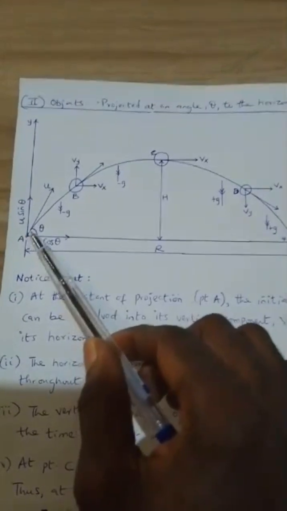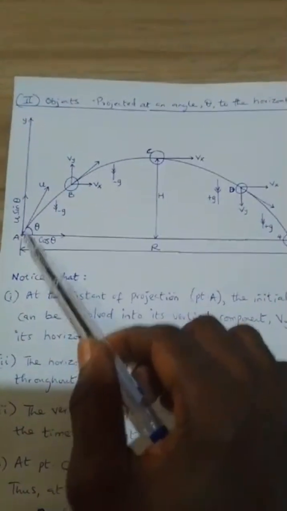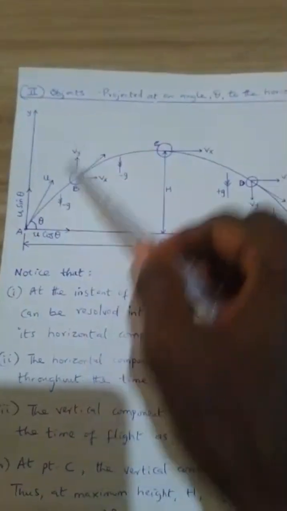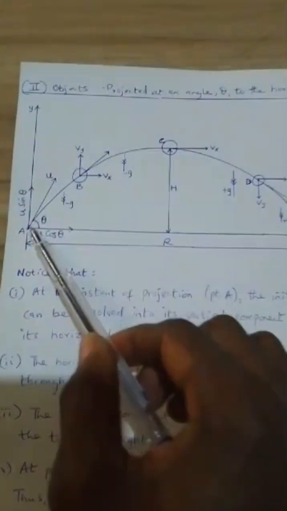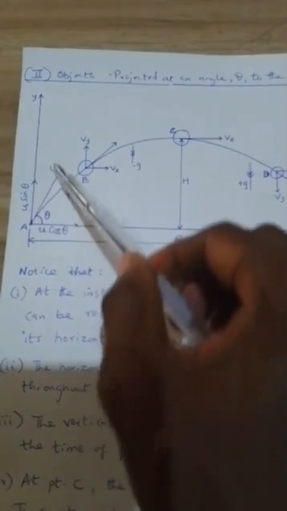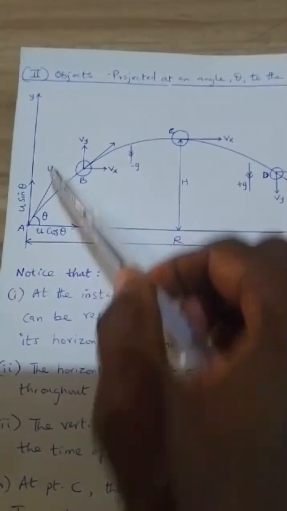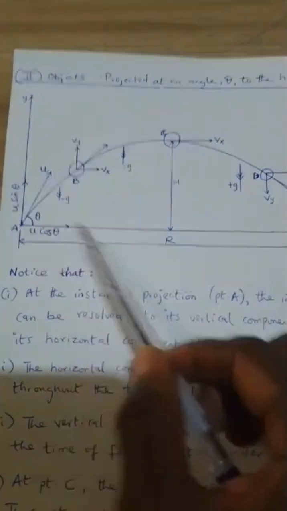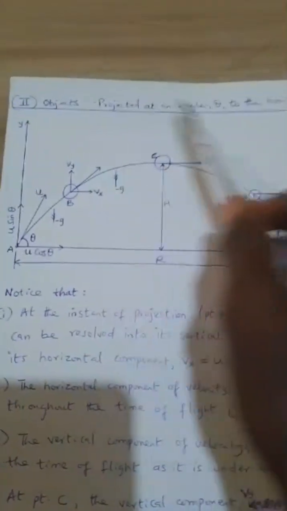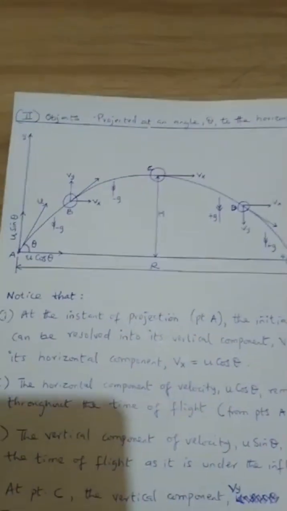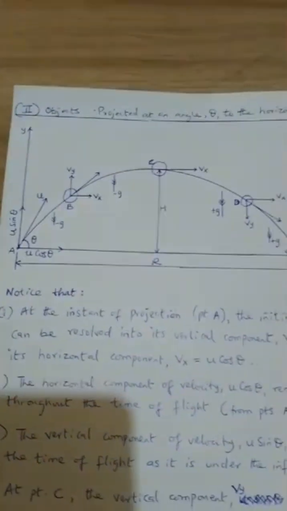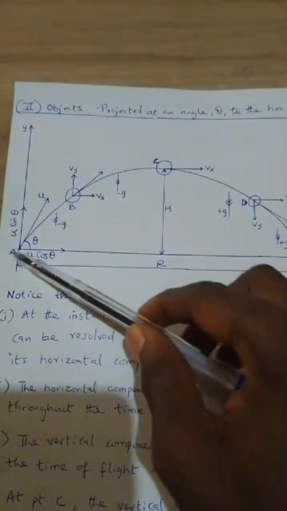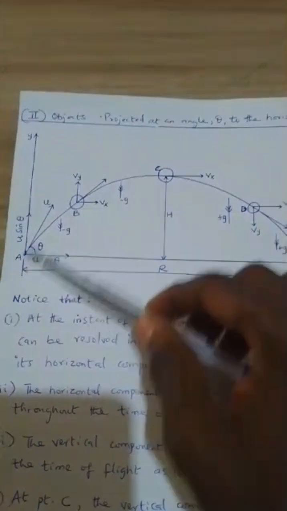Objects projected at an angle theta to the horizontal. So imagine this is the point of projection, and it's projected with this initial velocity u. You see it's at an angle to the horizontal. The angle between this u and the horizontal, the x-axis, is theta. So this object is projected at an angle theta to the horizontal. This is typical of footballs kicked over a distance, maybe bomb projectiles, cannonballs. So we should study it.